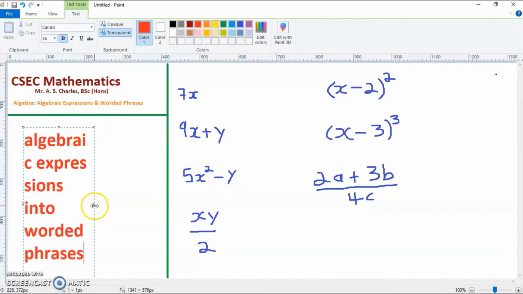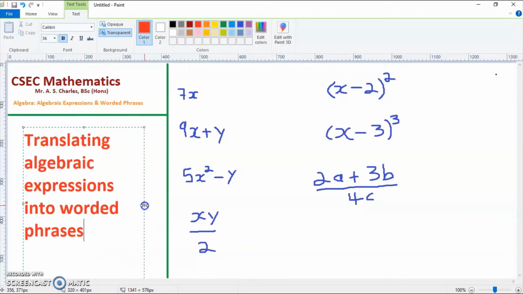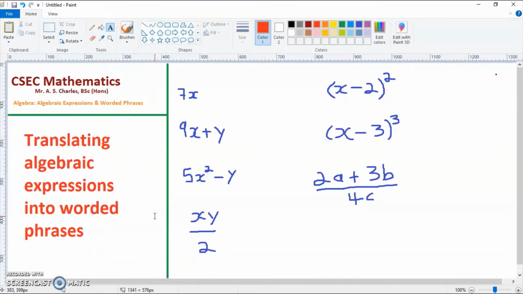Translating algebraic expressions into worded phrases is our objective for today. To the right of the screen, we have a few algebraic expressions. As a matter of fact, 7 algebraic expressions that we need to translate into worded phrases. We'll start at the beginning.